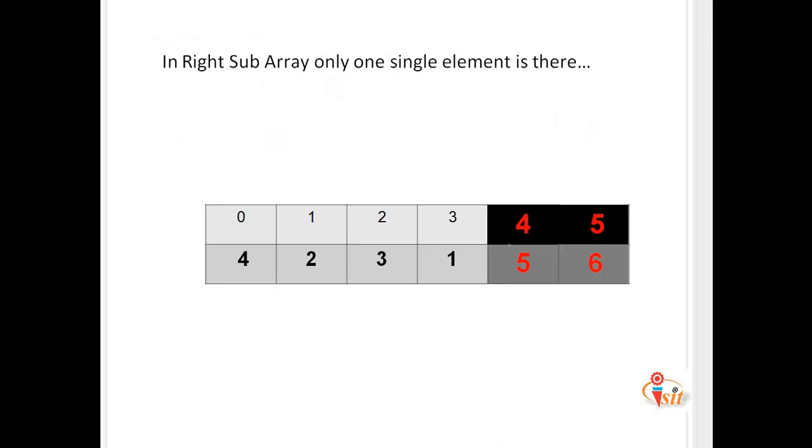First we will check the example for the right sub-array. In the right sub-array only one single element is there, so we can say this particular thing is sorted. So right now we have the two elements 5 and 6 sorted. So let us consider the left sub-array. Again we need to apply quick sort.